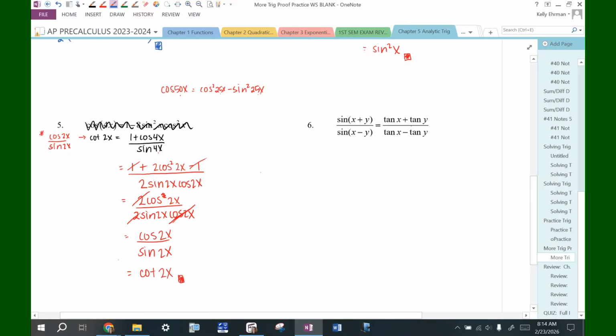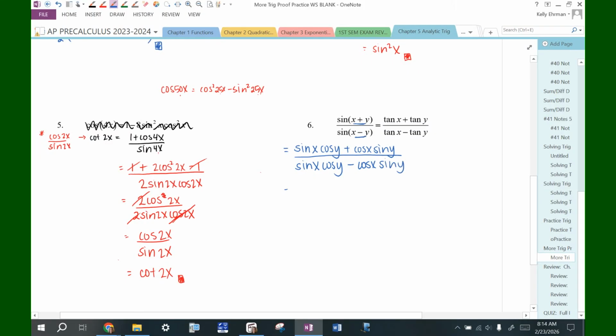Even though tangent can be easy to rewrite, I think it's better to start on the side with the weird angles again. So this looks like we're just going to use a sum and a difference formula for sine. So let's expand that out first and see where that takes us. So sine x cosine y plus cosine x sine y. And the bottom should be the same thing, just with a minus sign in the middle. Sine x cosine y minus cosine x sine y.